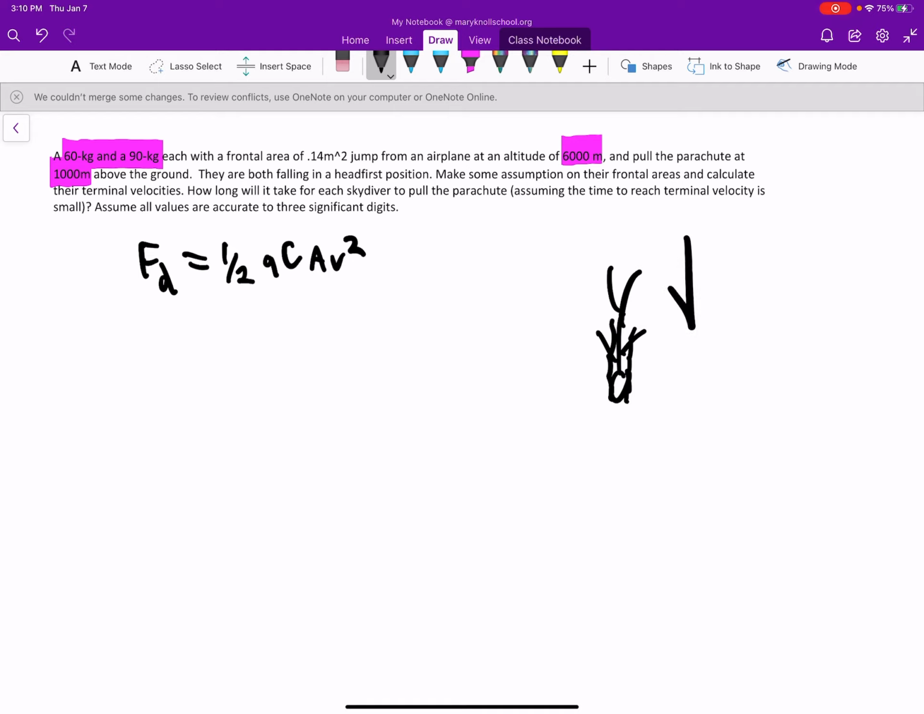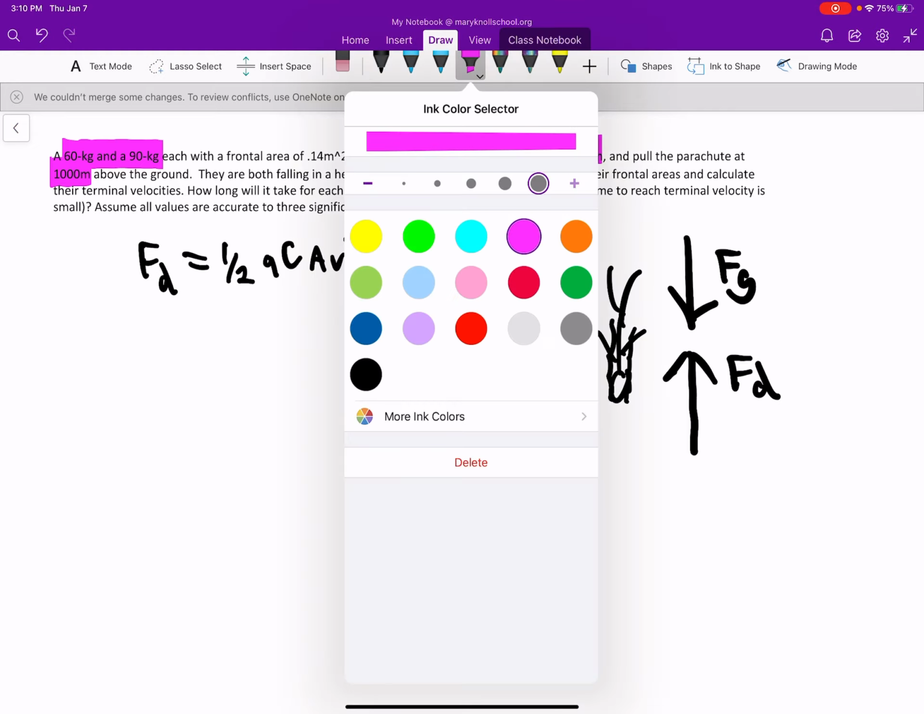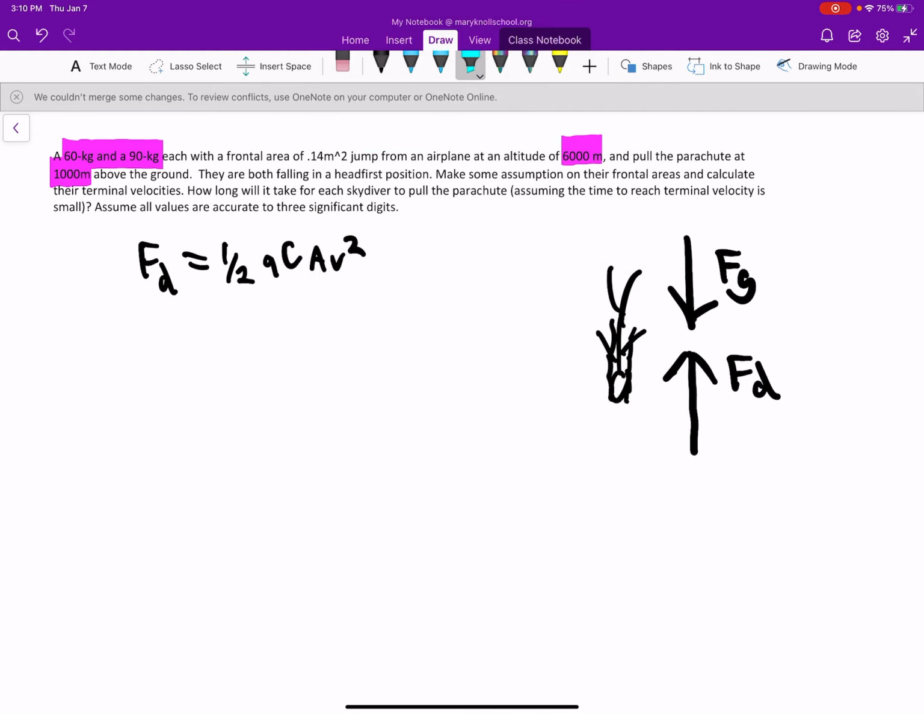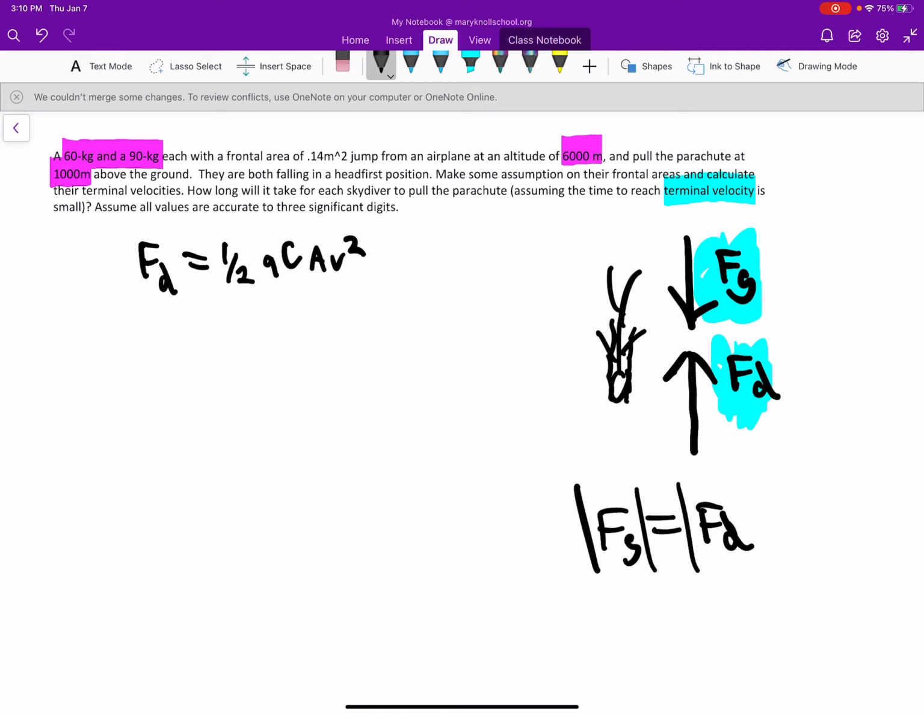So first of all, the force of gravity is pulling down, and the force drag, or the air resistance, is pushing up, right? And then right here it says something about terminal velocity. So terminal velocity is when you're not accelerating downwards any faster. So you're not going downwards any faster. So that's when the force of gravity is equal to the force drag. So let's go ahead and set that up right here. So force gravity is equal to force drag in magnitude.